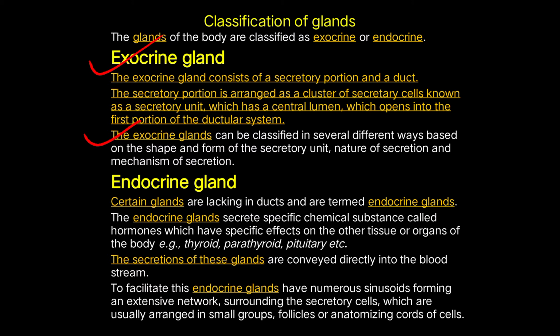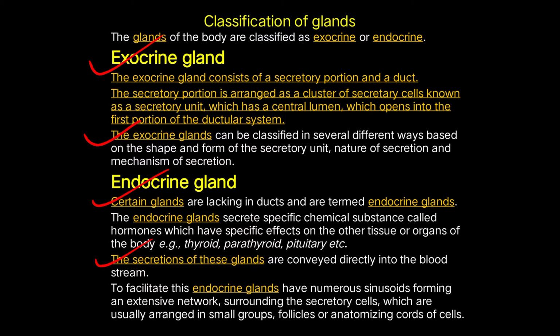Now endocrine glands: certain glands lack a duct and are termed endocrine glands. Endocrine glands secrete a specific chemical substance called a hormone, which has a specific effect on other tissues or organs of the body, like the thyroid gland, parathyroid gland, and pituitary gland. Okay, and the secretions of these glands are conveyed directly into the bloodstream. To facilitate this, endocrine glands have numerous sinusoids.